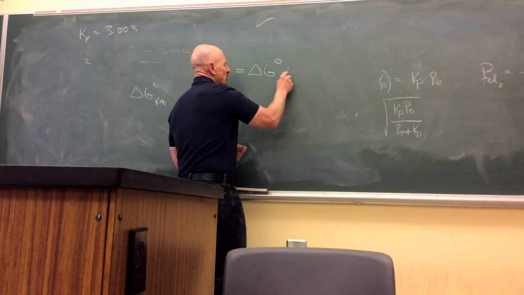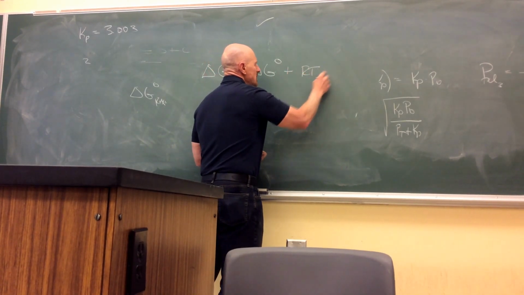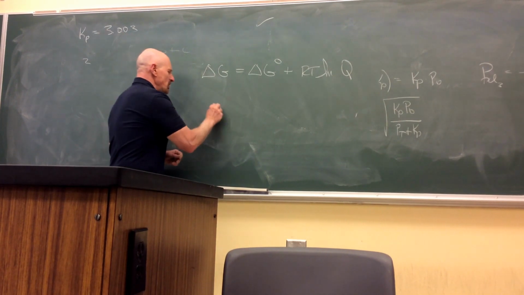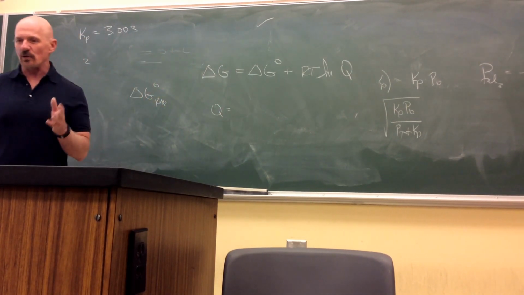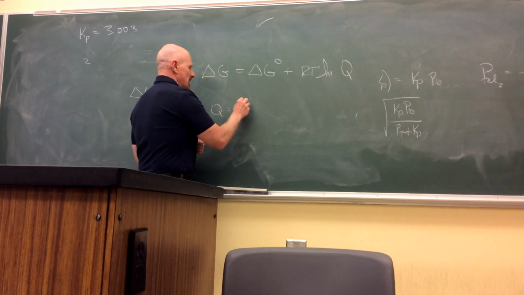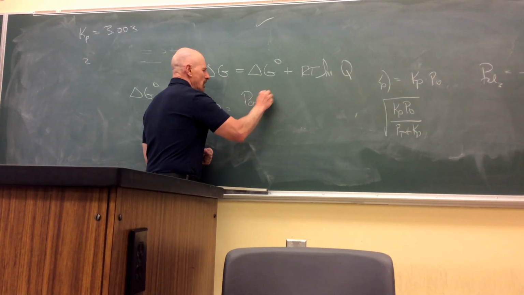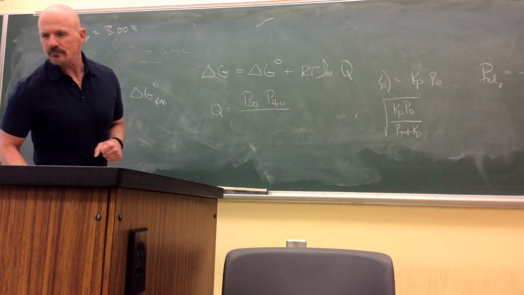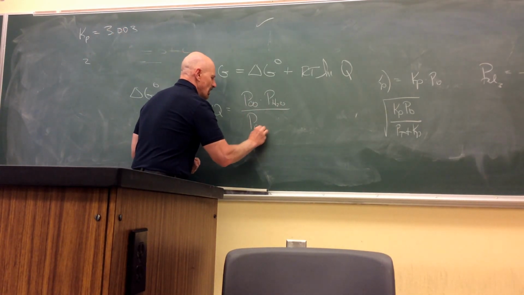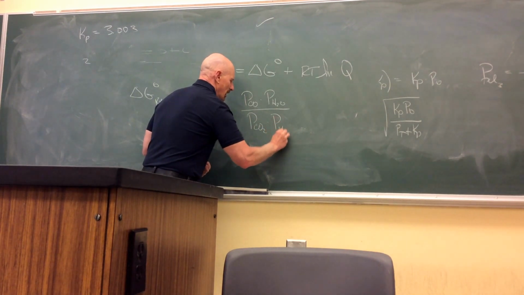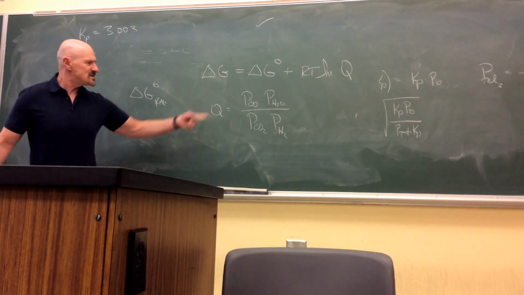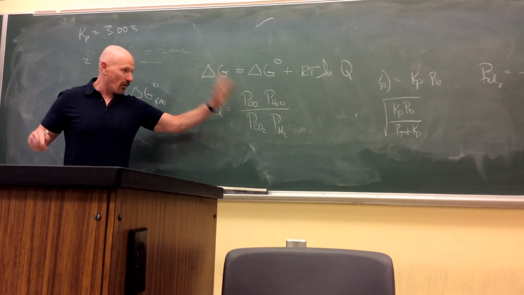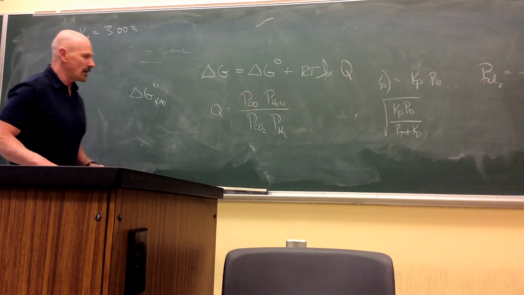Delta G0 plus RT times the natural log of Q. Well, of course, your Q has the same form as the equilibrium constant. So it's going to be the pressure of CO, the pressure of water, divided by the pressure of CO2 and the pressure of H2. Since each one of these is divided by a 1 bar pressure, all the 1 bar pressures cancel out.